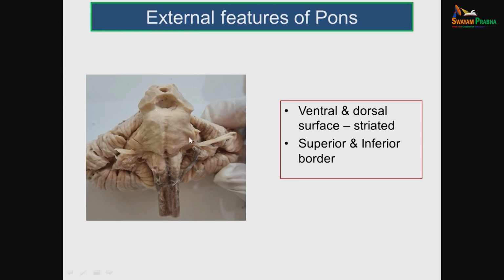Now let us see the external features of pons. It has a ventral surface and a dorsal surface. There is a superior border between the midbrain and the pons, and the inferior border between the pons and the medulla. You can see the surfaces are striated because the cerebellopontine fibers cross over and go to the opposite cerebellum, so you can see the striations here.